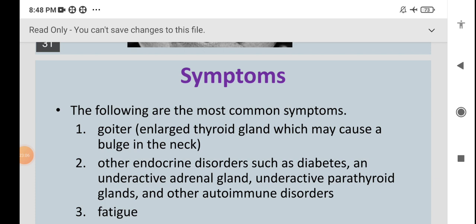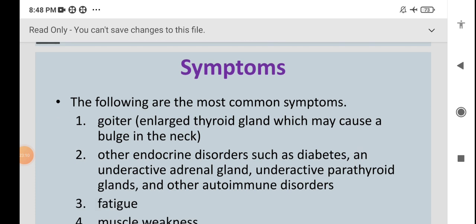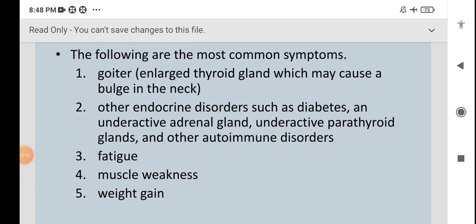Common symptoms: goiter, an enlarged thyroid gland which may cause a bulge in the neck. Other endocrine disorders such as diabetes, underactive adrenal gland, underactive parathyroid glands and other autoimmune disorders, fatigue, muscle weakness, weight gain.